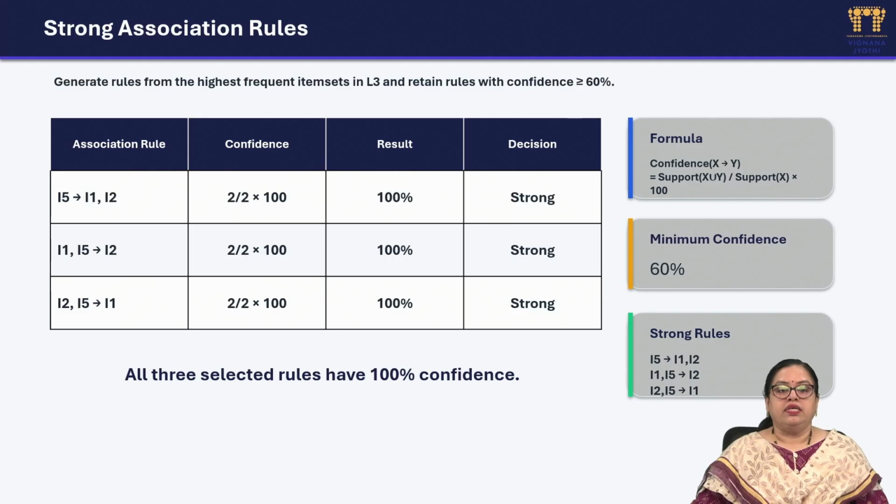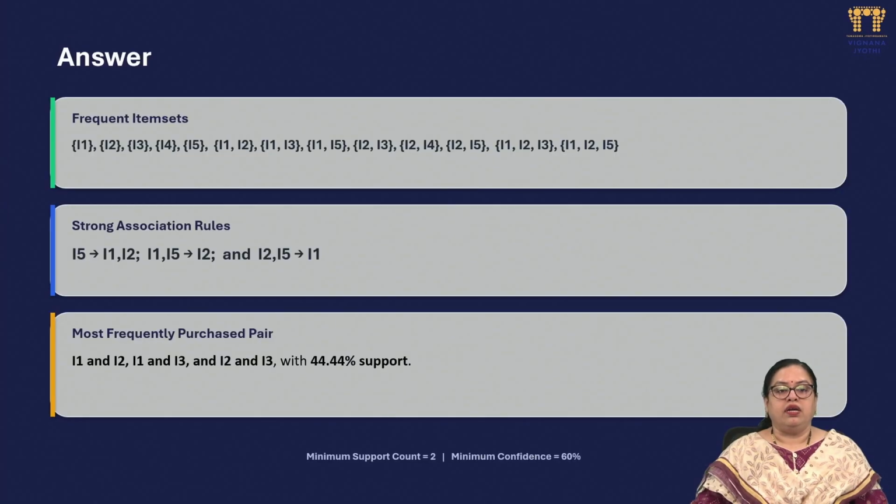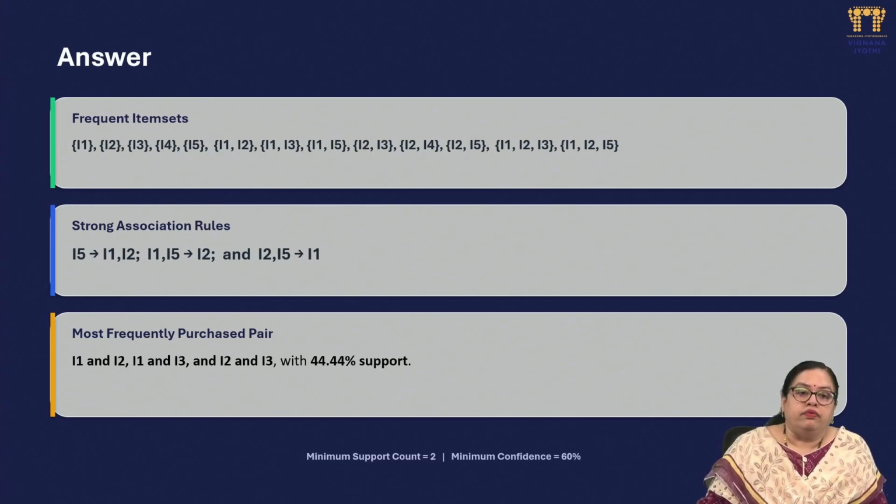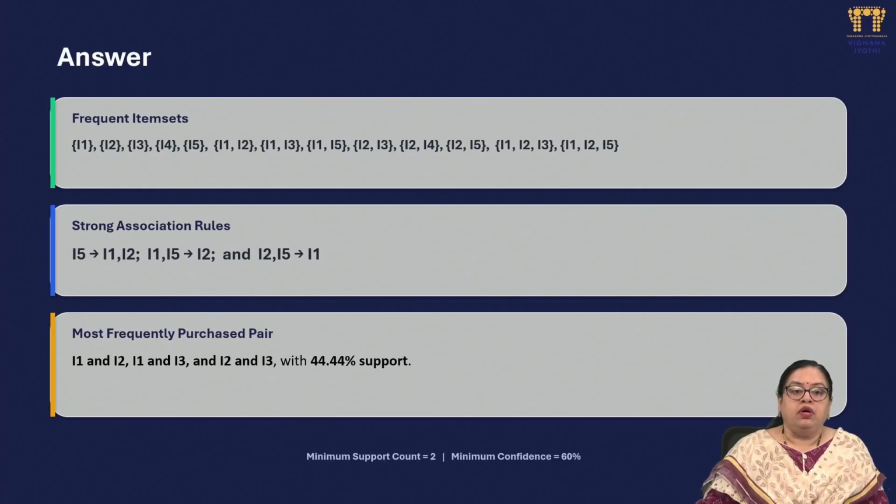In the previous class we already finished this, so the answer looks like this. These are all the frequent item sets having support of more than two, and the strong association rules are I5 to I1, I2; I1, I5 to I2; and I2, I5 to I1. Finally, the most frequently purchased pairs are I1 and I2, I1 and I3, and I2 and I3.